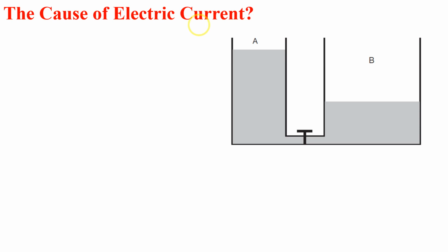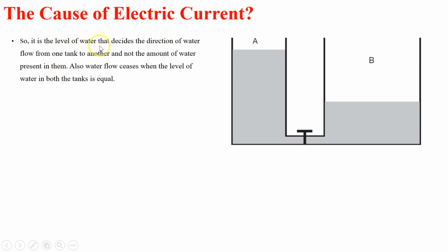I repeat: in order to have electric current, in order to have the flow of current, we need to have a difference in the level of the electric charge at two specific points. If we do not have a difference in the level of electric charge, electric current will not flow. It is the level of water that decides the direction of water flow from one tank to another, and not the amount of water present in them. Also, water flow ceases when the level of water in both the tanks is equal.